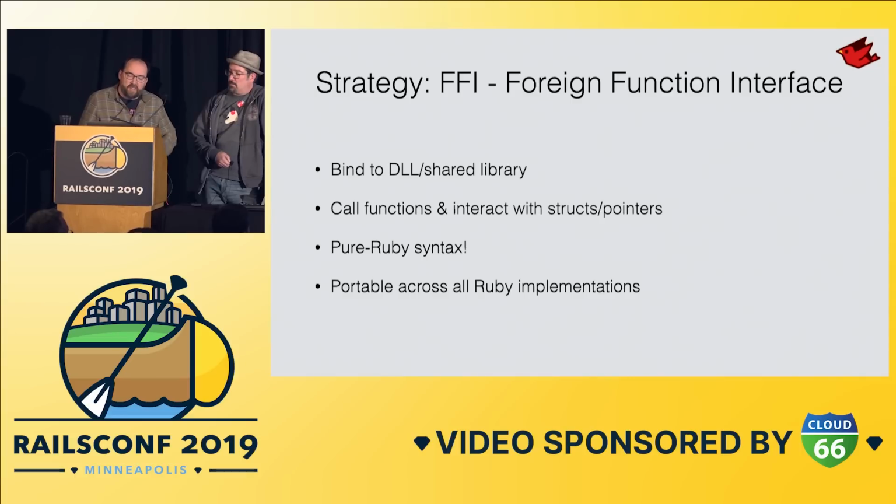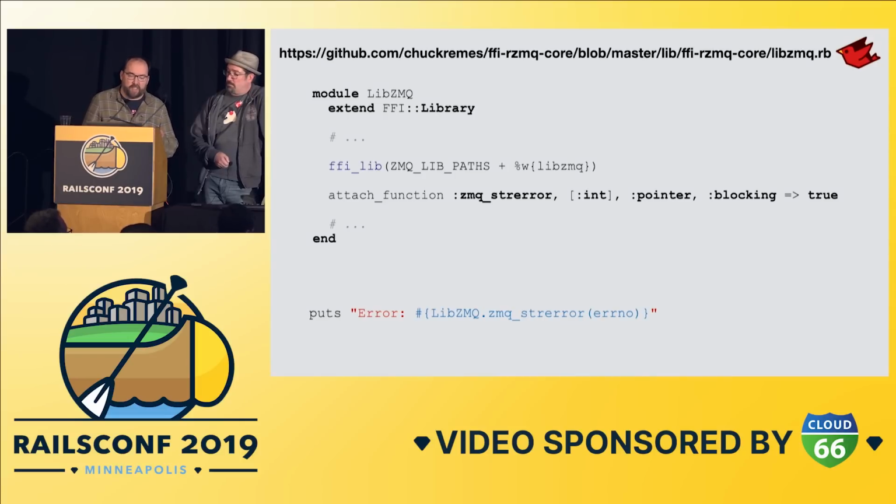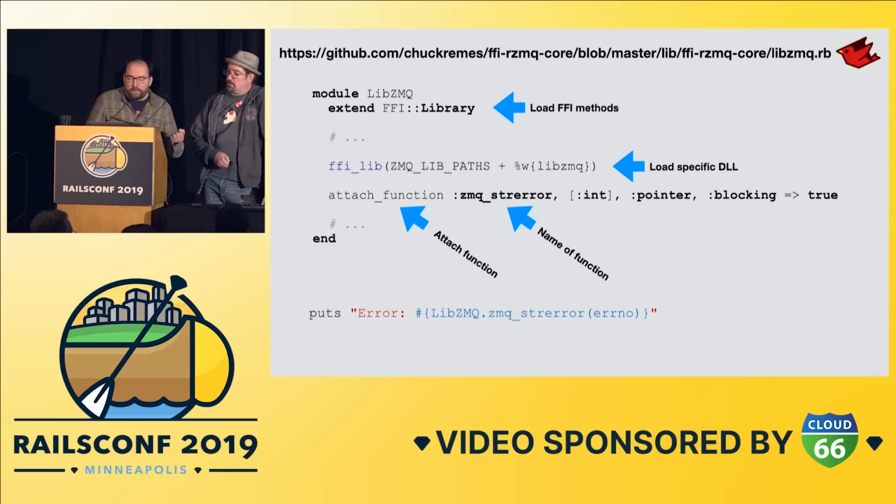This wasn't needed for Discourse at all, but there's a project called Foreign Function Interface. It allows you to bind to a shared library and call the functions or interact with the structs on it. The best part is you use a Ruby syntax to do this binding, and all the implementations support it. So here's just an idea of how this would work in code. You make a module, you extend the library methods from FFI. Now this gives you ffi_lib, which allows you to bind to the DLL, and then you'll make a series of attached functions where you give it its name, its input parameters, its return type, and then you can just call it. So pretty cool.